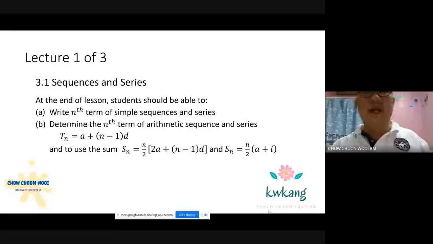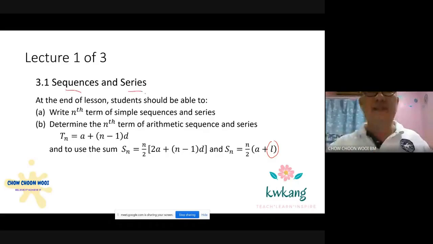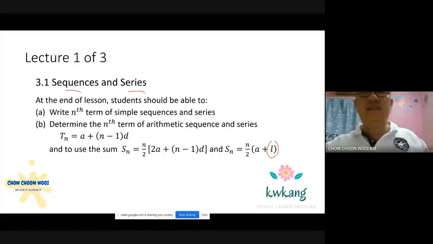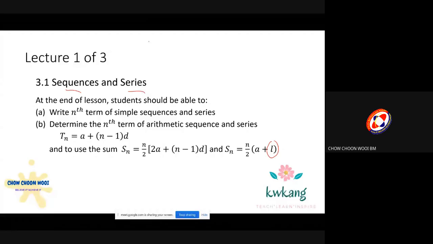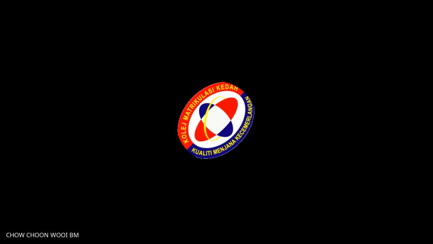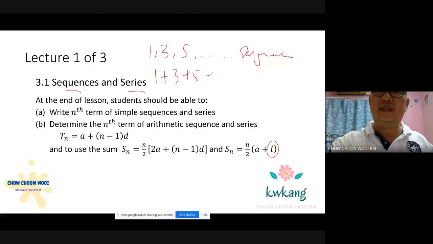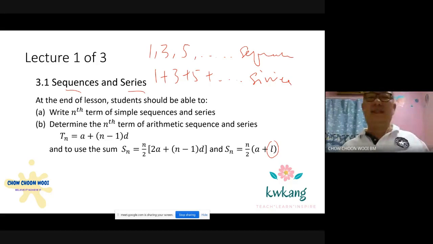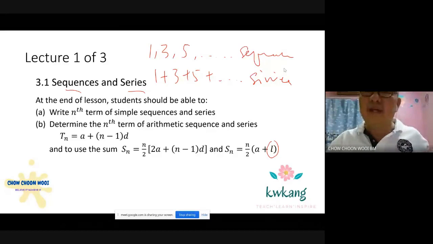Okay, ini kita selalu tengok apa itu sequence, apa itu series. Sequence senang saja, sequence yang ni lah. Kalau 1, 3, 5, dot, dan ini sequence. Okay, kalau 1 tambah 3 tambah 5 tambah dot, yang ni series. Series bukan iPhone punya series. Cakap hi Siri, dia boleh jawab. Siri ni dia tak jawab kamu. Okay, baik.